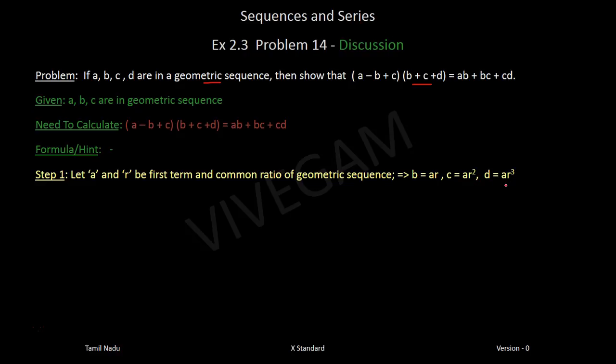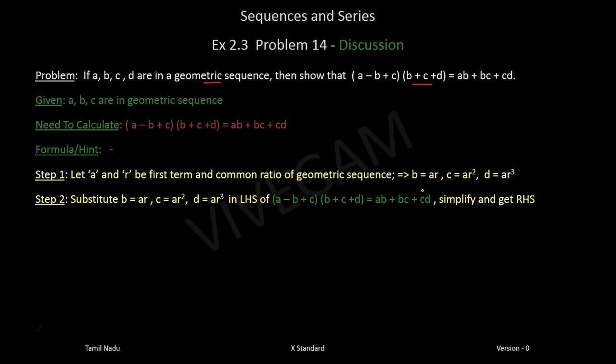Alright. Now you substitute these values in the left hand side of the equation. A is A because it's the first term, B is AR, C is AR square, and D is AR cubed. Put those values and simplify the left hand side. Then come back to the right hand side, put those values there and simplify it, and you will get everything in terms of A and R, and you'll be able to equate them.